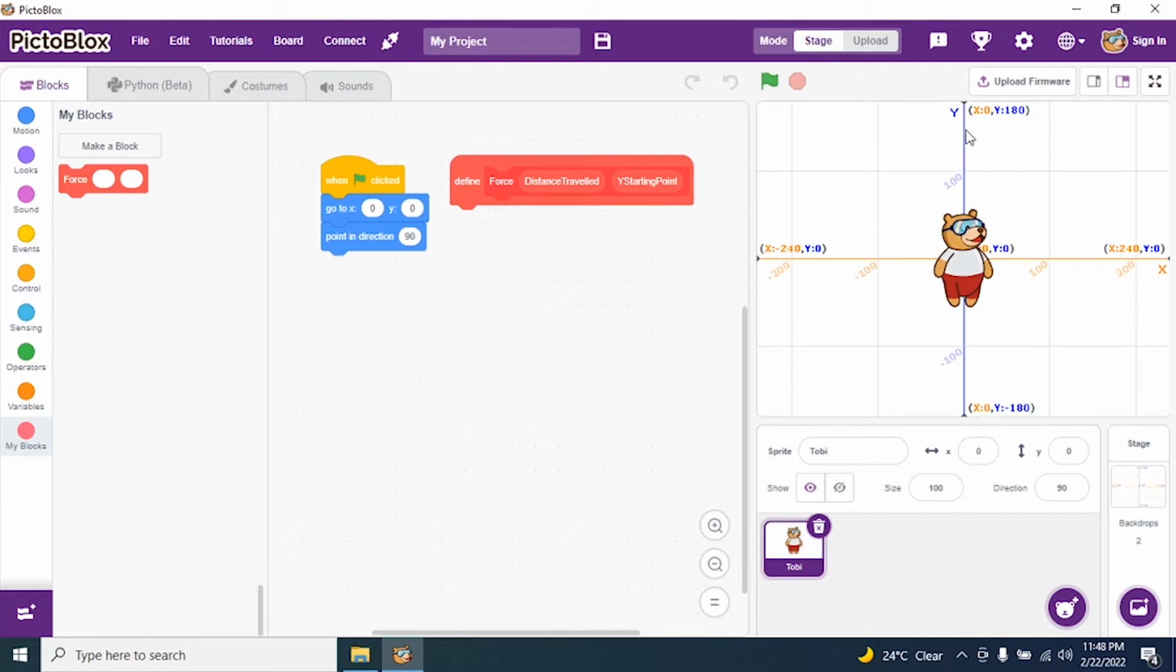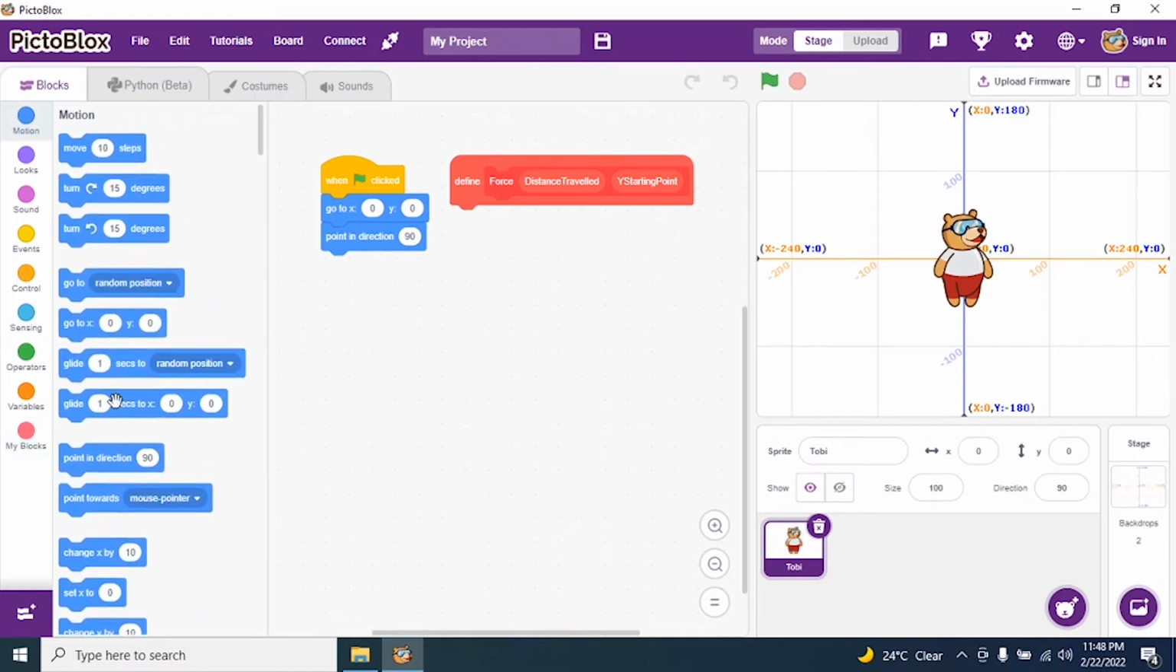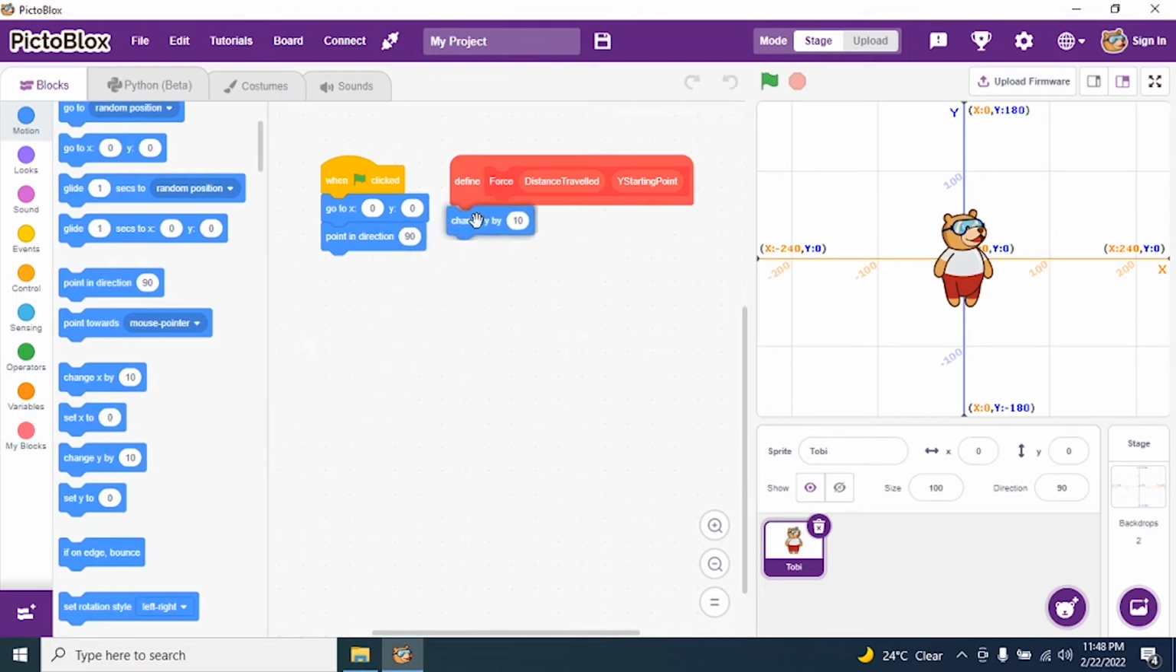At the bottom it is negative and at the top it is positive on the y axis, and on the x axis towards the left it is negative and towards the right it is positive, and my sprite is in the center of the stage. Now can you see here x and y axis? x is 0, y also is 0. Now I go to motions and I say change y by 10. This is the y value, so it is a positive value.